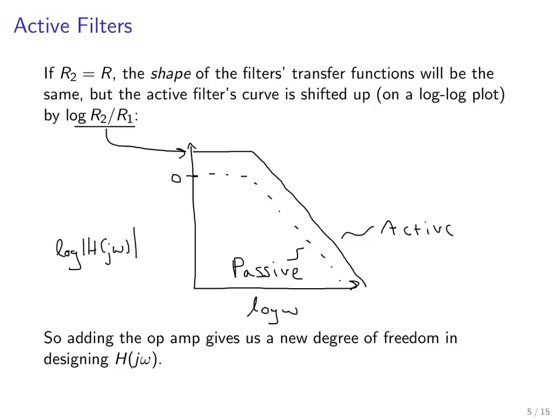Okay, but they have the same corner frequency. So they have the same overall shape, and they both fall off with the same slope as we increase omega. But the active filter will be shifted up by a certain amount, log of the resistor ratio. So basically what we've done here is that by adding the op-amp, we've obtained a new degree of freedom in designing H of j omega, in terms of this ability to scale it up or down.